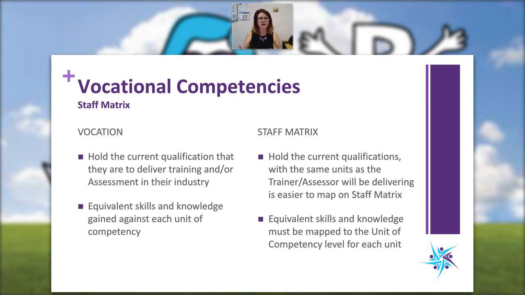And as I said, they may not actually have any experience whatsoever in delivering training and assessment, but they have a passion for their industry. And the other thing is that they hold the current industry skills and knowledge in that area.